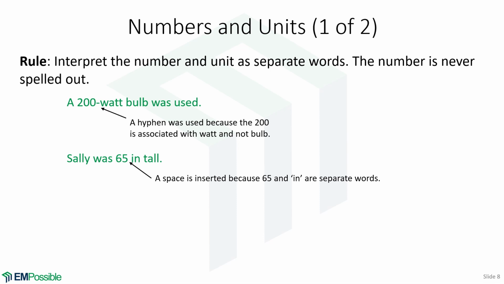And here's a second example. Sally was 65 inches tall. You must put a space here because 65 and inches are two separate words.